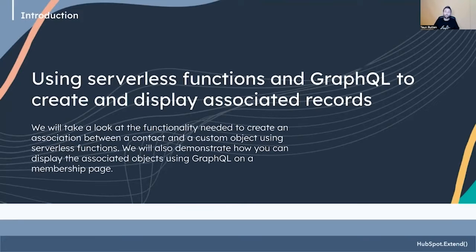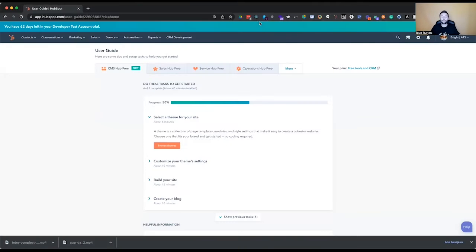And at the end, we'll take a look at using serverless functions and GraphQL to create additional functionality in your overview so a user can save a custom object record and later view those saved custom object records through a membership page by using GraphQL. So let's start with the first part of this session.